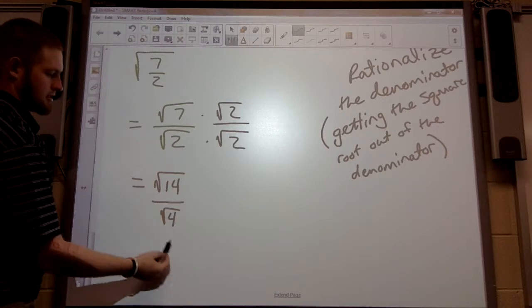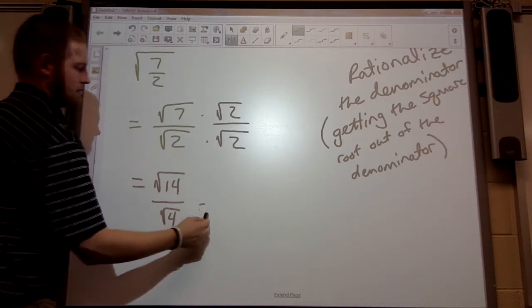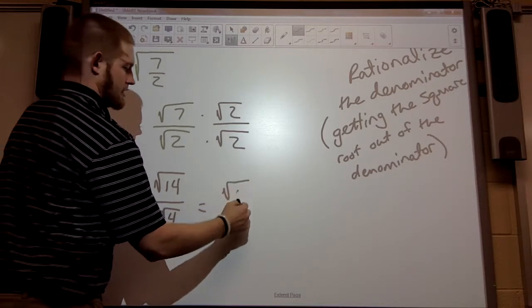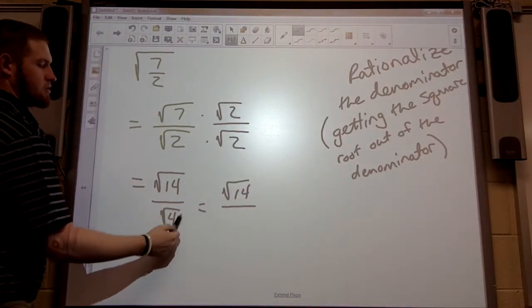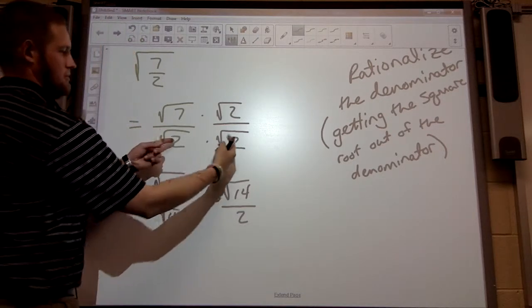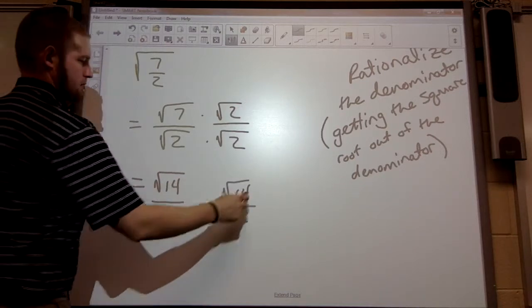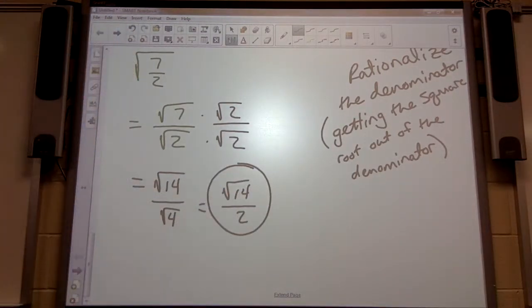But notice this now is a perfect square. So I have the square root of 14 over, what is the square root of 4? Well, the square root of 4 is just 2. And notice I'm multiplying 2 times 2, so I'm going to get a perfect square. Alright, and that will be your final answer.